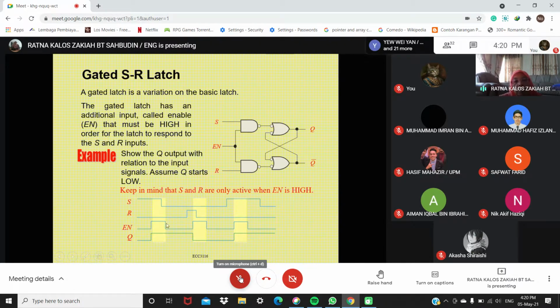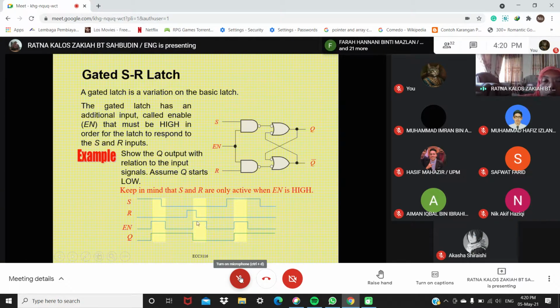So Q is high. Q is high until here, but look at here, because this part is still high, but here is low and low, low and low, no change. So you have high until the next enable clock here.